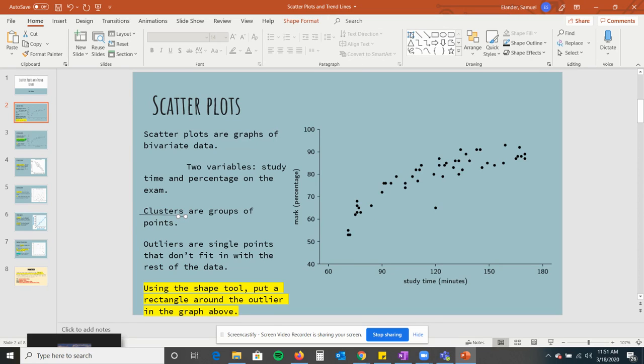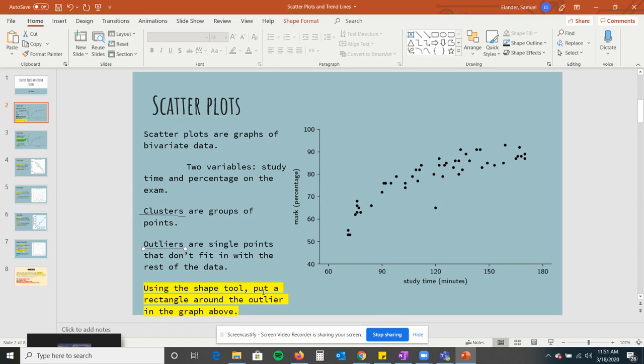Another vocab word we had was outliers. If you remember, outliers are single points that don't fit in with the rest of the data. Sometimes it can be just one point like we have here, or several points that are scattered around. Sometimes they're easier to tell than others, sometimes they're harder to tell.